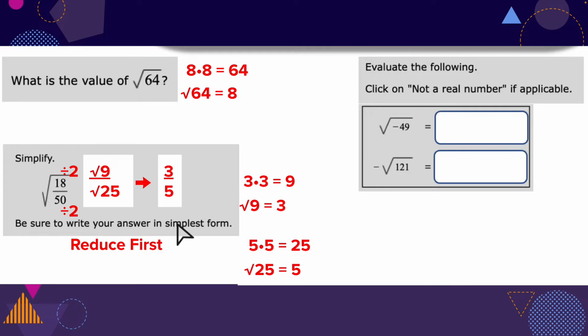All right, so let's take a look over here. Evaluate the following, click on not a real number if applicable. So there's a little box off to the side on Alex that you can click on not a real number. You don't actually type that in. You would click on the button to fill it in.